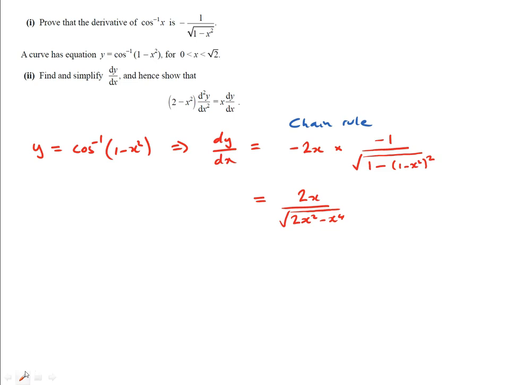The term inside the square root has a common factor of x squared. We know that x is positive, so the square root of x squared is simply going to be x. So we can rewrite this as 2x over x times the square root of 2 minus x squared, and cancel out the x's. We've got dy by dx is 2 over the square root of 2 minus x squared. In other words, it's 2 lots of 2 minus x squared to the minus a half.